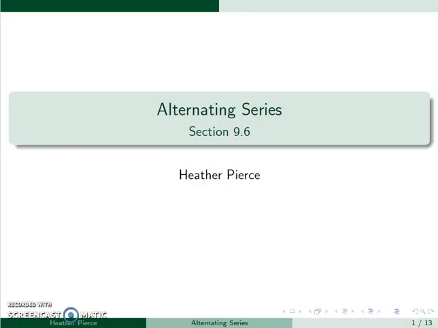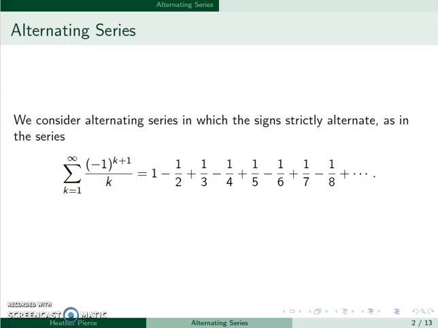Now we'll look at alternating series. So these are the ones that switch between positive and negative. For instance, let's consider this series where the signs strictly alternate: negative 1 to the k plus 1 over k, which gives us 1 minus 1/2 plus 1/3 minus 1/4 plus 1/5 minus 1/6, etc.